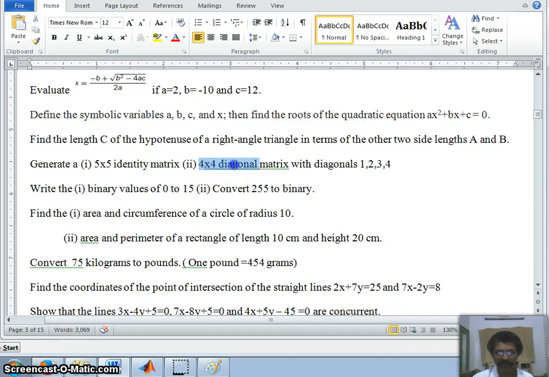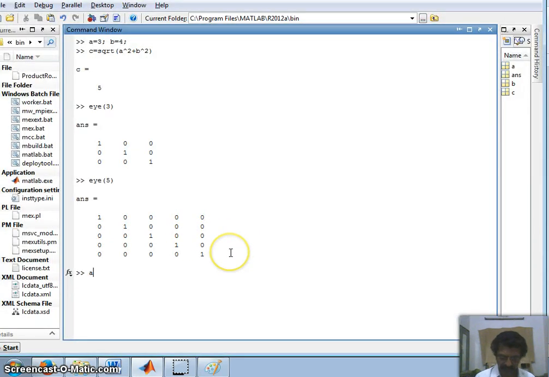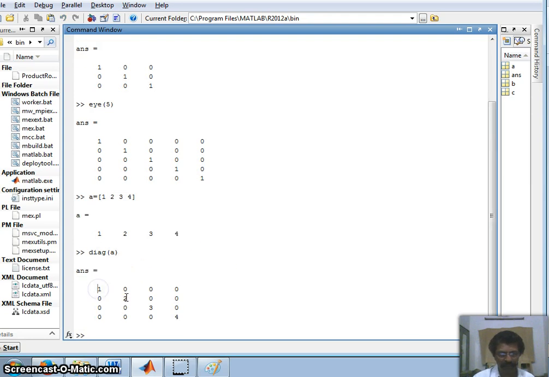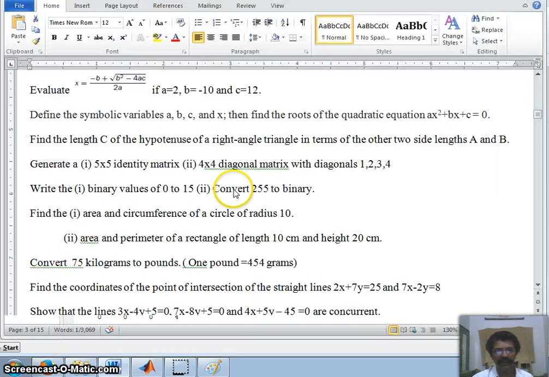The next one, create a 4 cross 4 diagonal matrix with diagonals 1, 2, 3, 4. So I want these as diagonals, and because 4 elements are there, we will get a 4 cross 4 matrix. I will make a vector a equal to 1 to 4. You can give it like this, or I can give a vector 1, 2, 3, 4. Now a is a vector. Now I want to create a diagonal matrix with a as the diagonal elements. See that 1, 2, 3, 4 has come as the diagonal elements, and all other elements have become 0. If these diagonal elements are all 1, then it is called the identity matrix, as we have seen earlier.